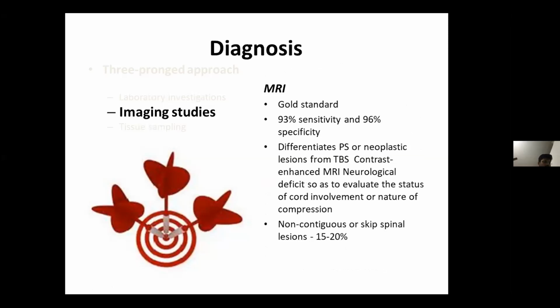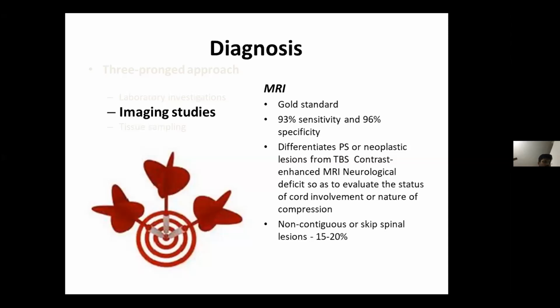MRI is the gold standard everywhere. Very high sensitivity, very high specificity. It's obviously mandatory in all patients. It can help us evaluate the status of the spinal cord in patients with neurodeficit, or we can know what is compressing, granulation tissue or an abscess. And the most important thing is it helps us in differentiating pyogenic spondylodiscitis or other tumors, especially metastasis, from tubercular spondylodiscitis.